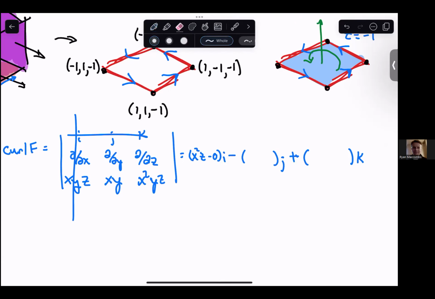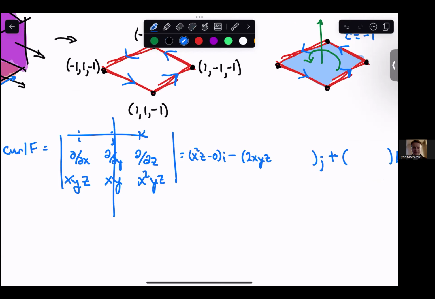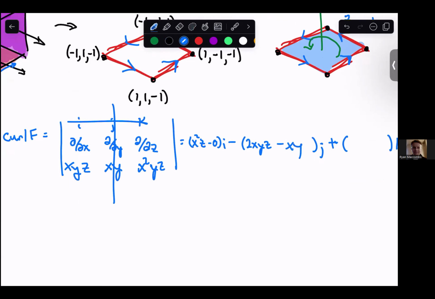Next up, let's go ahead and cancel out our first row, second column. Partial derivative with respect to x of x squared yz. So that's going to be 2xyz. And I fear I probably have not left myself enough room. Minus the partial derivative with respect to z of xyz. So that's going to be minus xy.